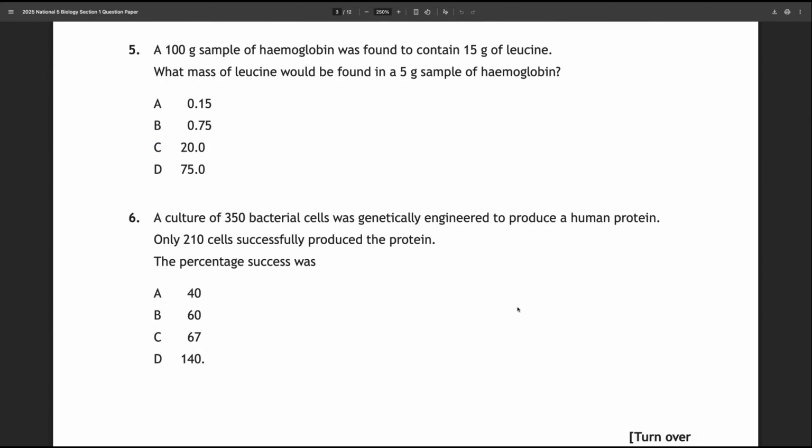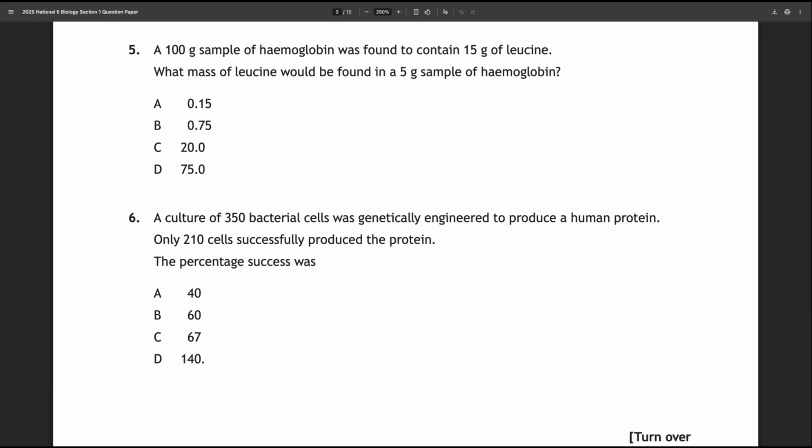Question 5. A 100-gram sample of hemoglobin was found to contain 15 grams of leucine. What mass of leucine would be found in a 5-gram sample of hemoglobin? So a little bit of maths in this one. First thing we have to do is find out how many times 5 grams will go into 100 grams. Okay, we need to scale this down.